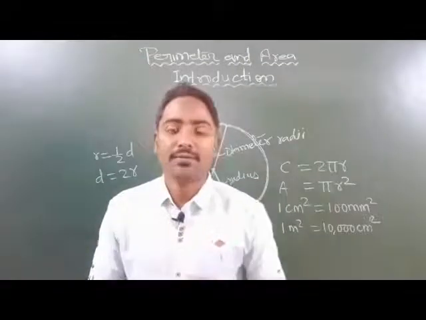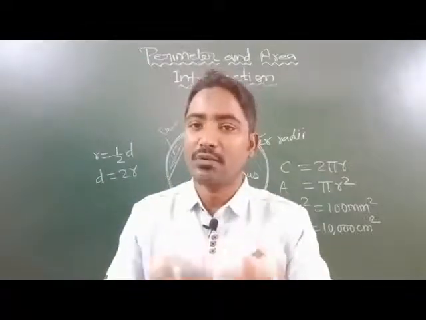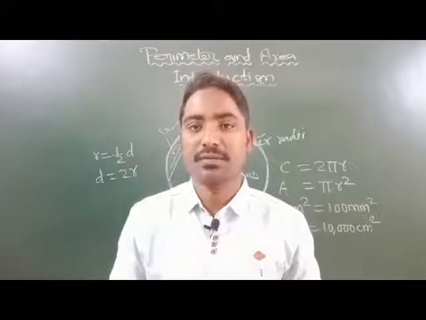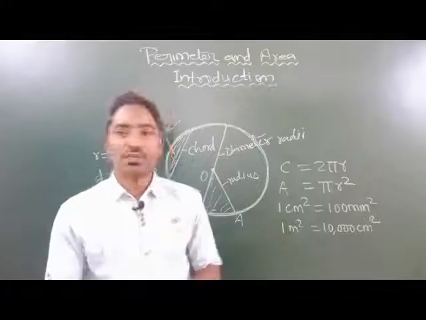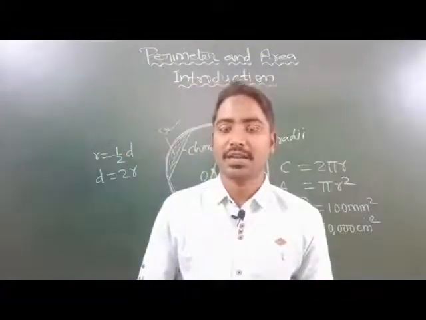And if the radius is given in centimeter, its area will always be calculated in centimeter square. If the length and breadth of the rectangle are given in meter, the area will always be calculated in meter square. Whenever we calculate the area, it is always calculated in a square unit, whatever the unit is. So this was the introduction of this chapter, perimeter and area, students.